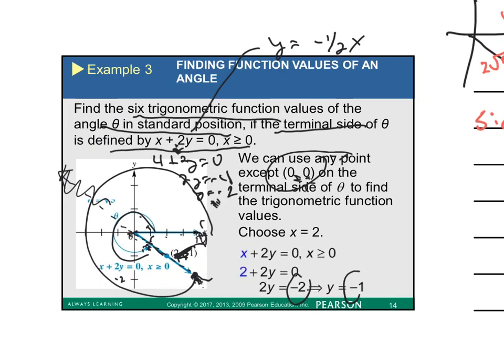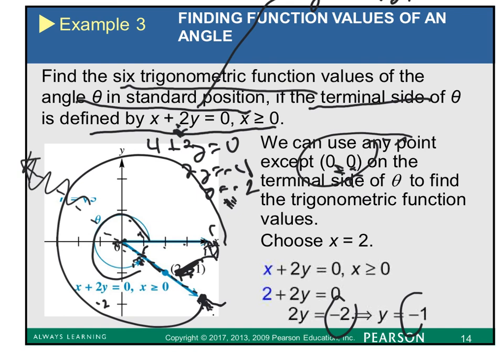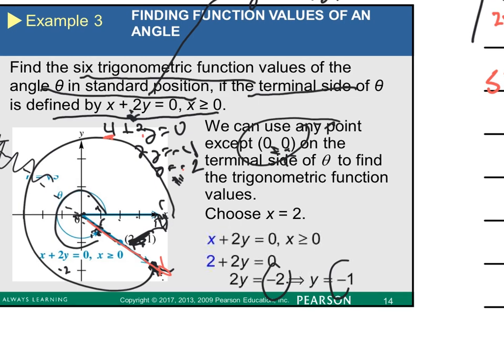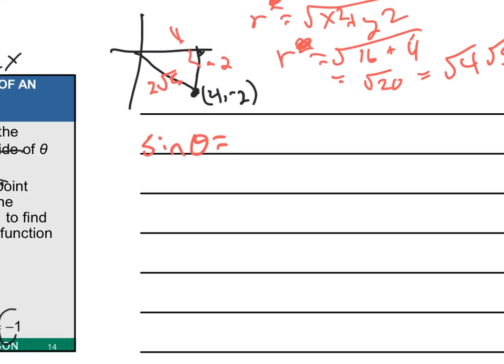The equation was x plus 2y equals 0. We plugged in x as 4 right here. We solved for y and got a negative 2. We could have used any x except for negative x's, because they want the angle in this quadrant here. So I should have made you pick x as 10, that way you're not cheating by looking at the picture. But anyway, I think we're going to be okay.